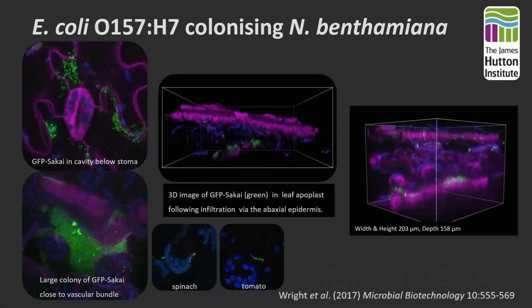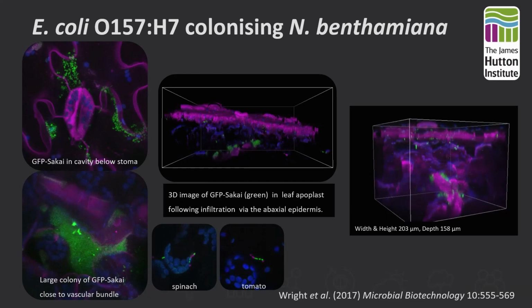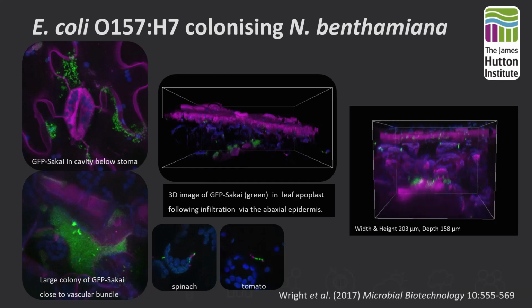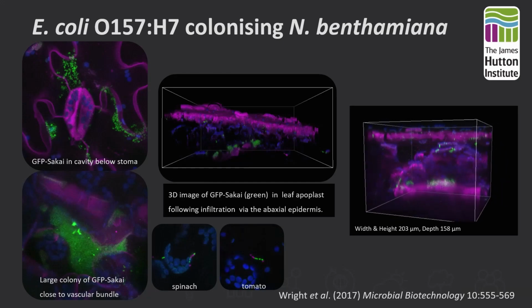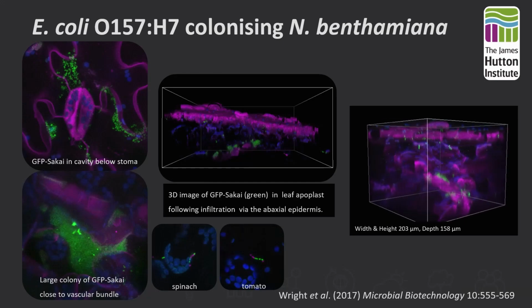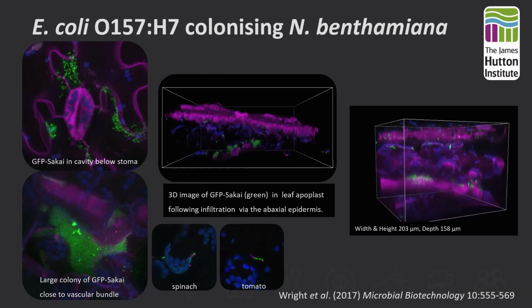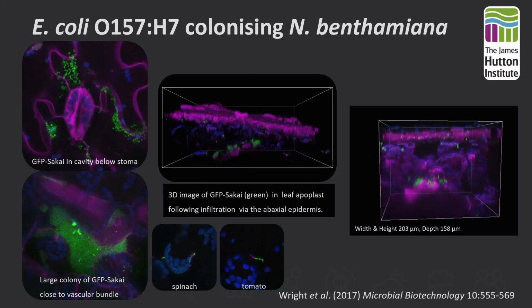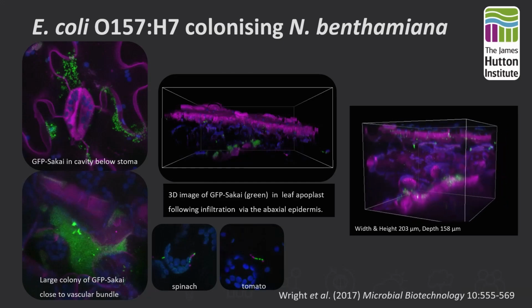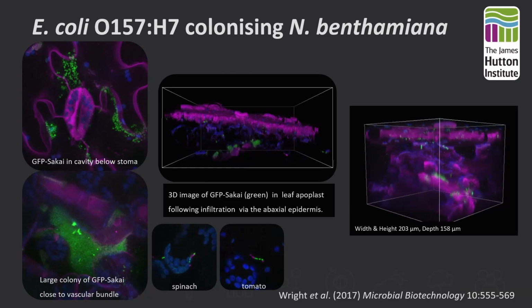Moving away from plant pathogens, here we have the human pathogen Escherichia coli O157:H7. There have been numerous outbreaks of food poisoning in recent years caused by E. coli on sprouted seeds and associated with romaine lettuce, and it is now clear that E. coli O157 can use plants as an alternative host.